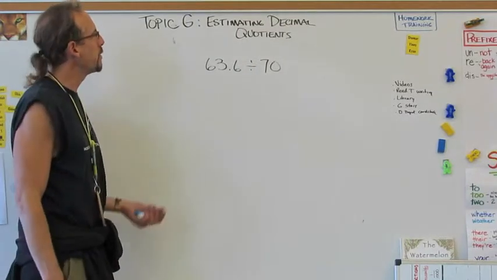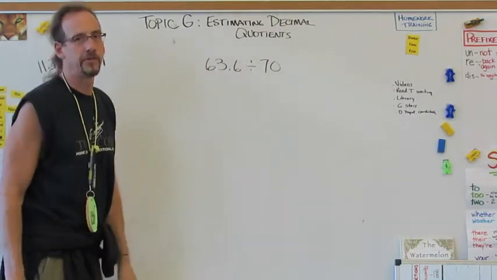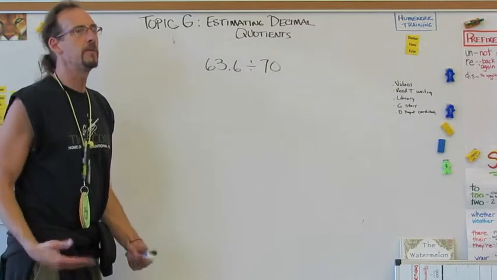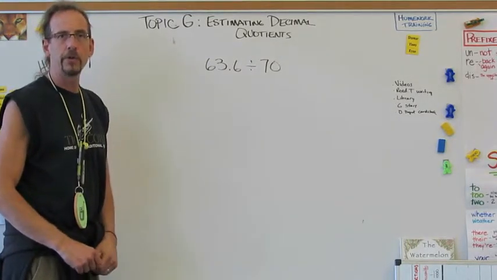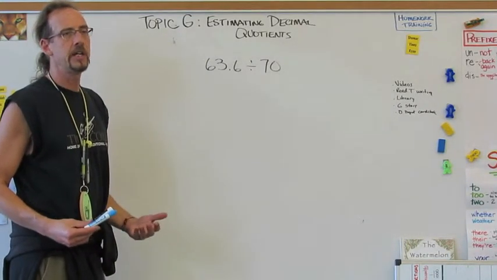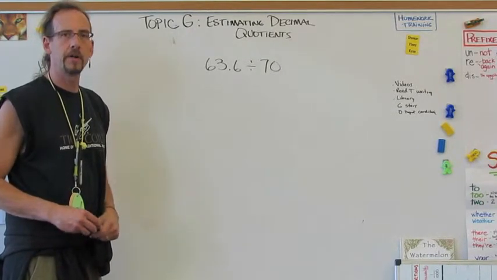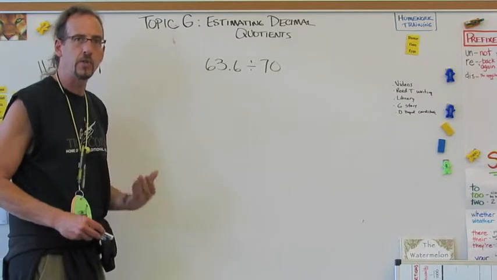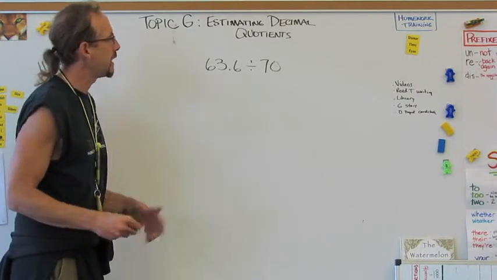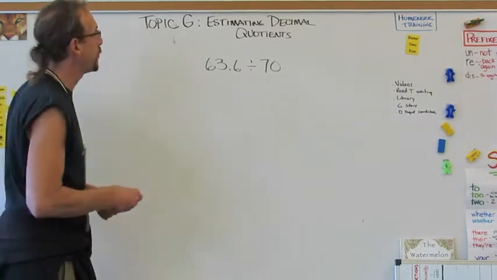Next topic, we're going to be estimating decimal quotients. And this is very much like work we did earlier when we were using whole numbers. It is simply using decimals instead. And the key to kids being successful on this part is really paying attention to the units we're using. And then the rest of it will seem very much like what we've done before.